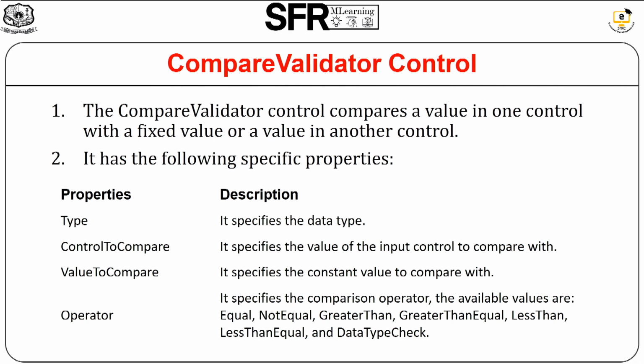Value to compare. It specifies the constant value to compare with. Operator. It specifies the comparison operator, the available values being equal, not equal, greater than or equal, less than or equal, and data type check. That is, the type of the data given by the user will be checked using the data type check. So this is known as the compare validator control. It compares a value in one control with a fixed value or a value in another control.